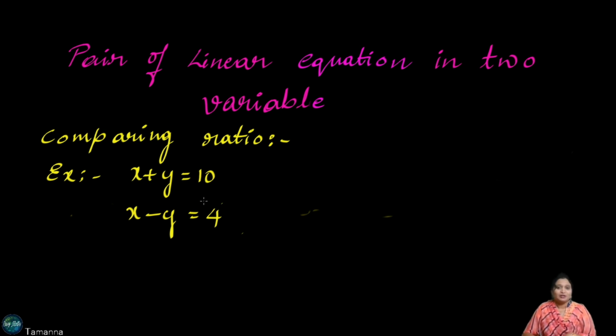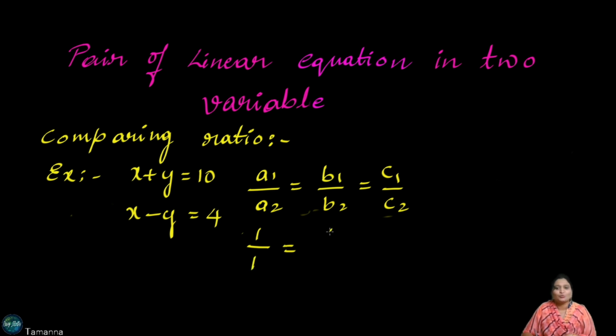The value of a1 by a2 is not equal to b1 by b2. So shall we check? This one is an intersecting line. This one is a consistent pair of linear equations. See here, a1 by a2 is equal to b1 by b2 is equal to c1 by c2. You know the coefficient: if there is no number, definitely that number is 1. Here also 1x plus 1y is there. Due to that reason a1 is 1 and a2 is also 1, b1 is 1 and b2 is also 1, but you put a minus here because this one is a minus. And c1 by c2, c1 is 10 and c2 is 4.